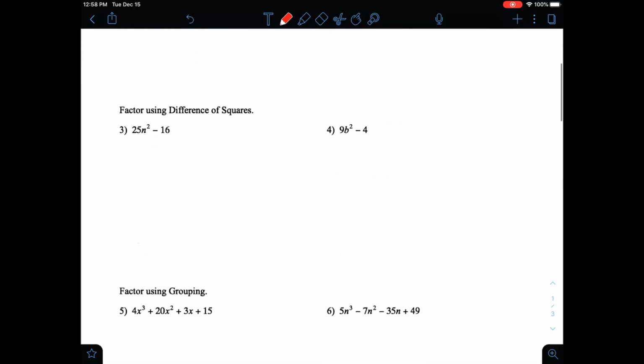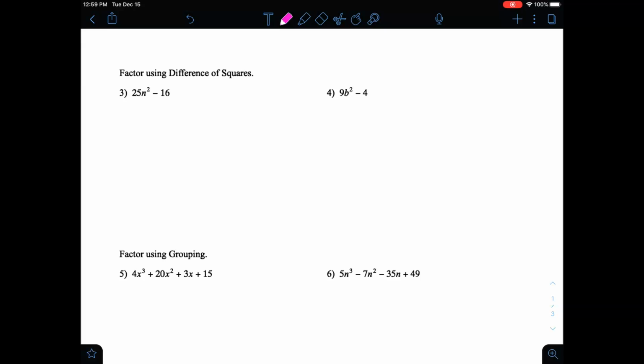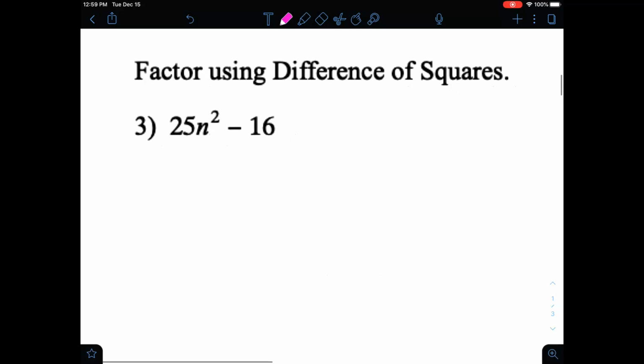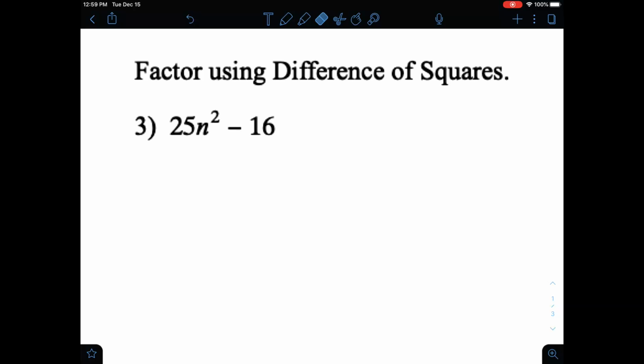Now, factor using difference of squares. A difference of squares is literally what it is. It's a difference, subtraction, of two perfect squares. A perfect square is something like 81 or 25, or 36. Those are perfect squares because when you take the square root of them, that's 9, that's 5, that's 6. They need to come out to nice whole numbers, nice integers.